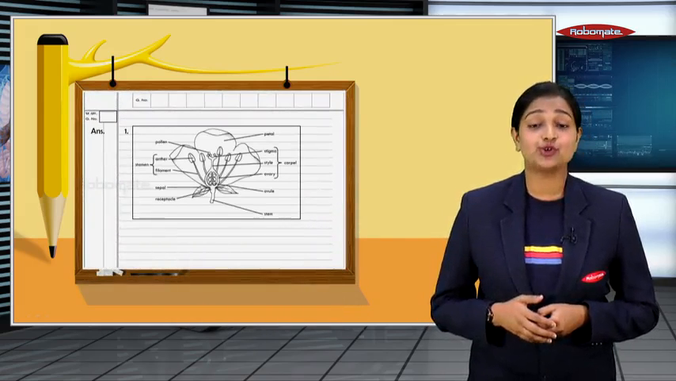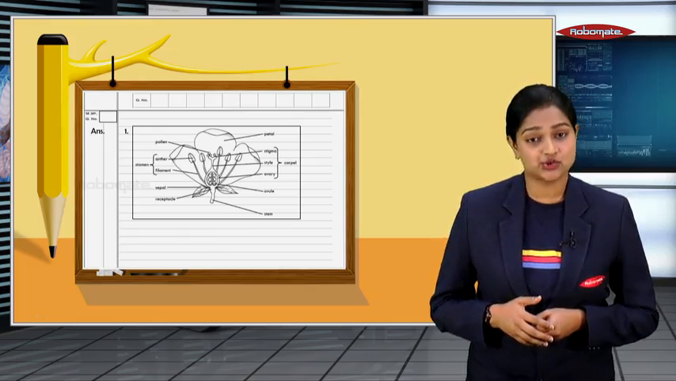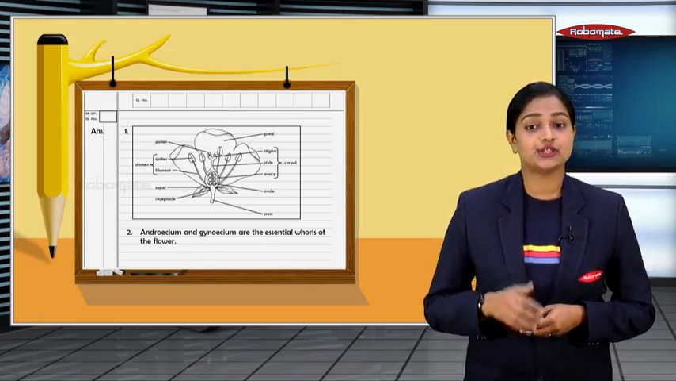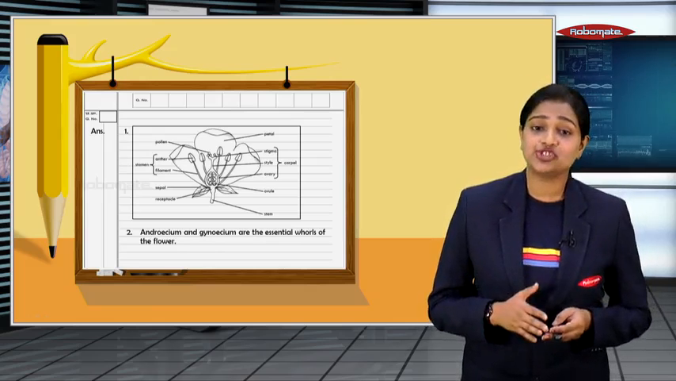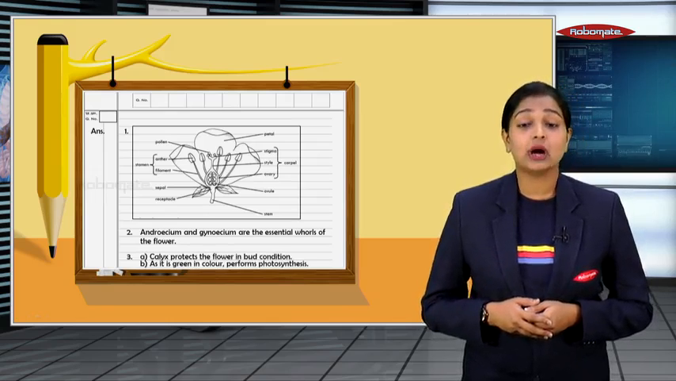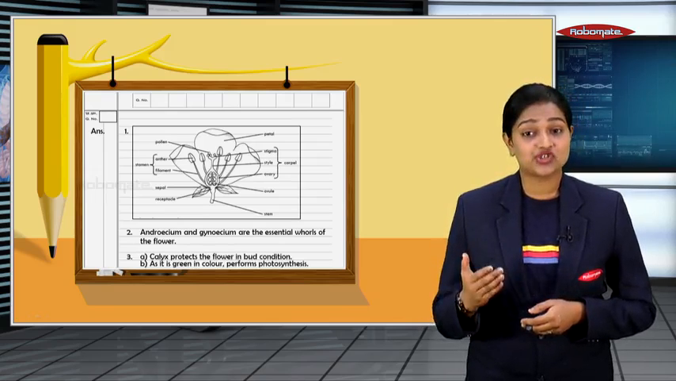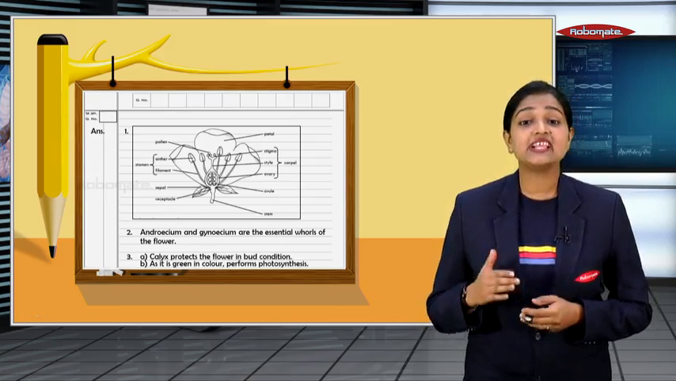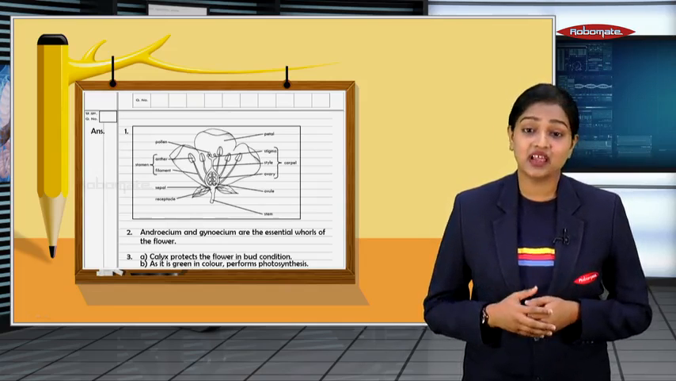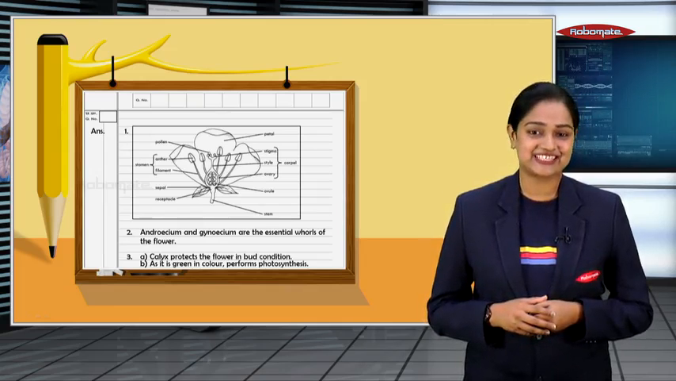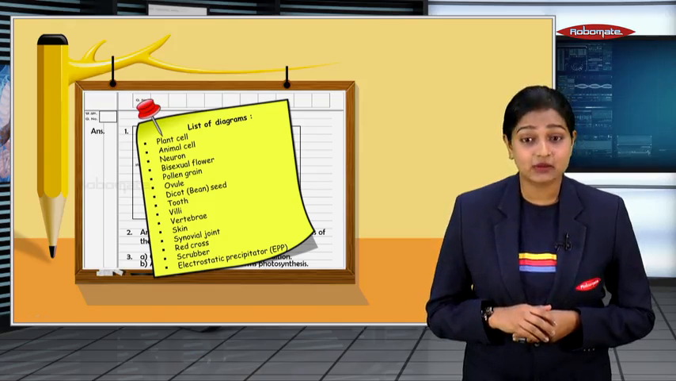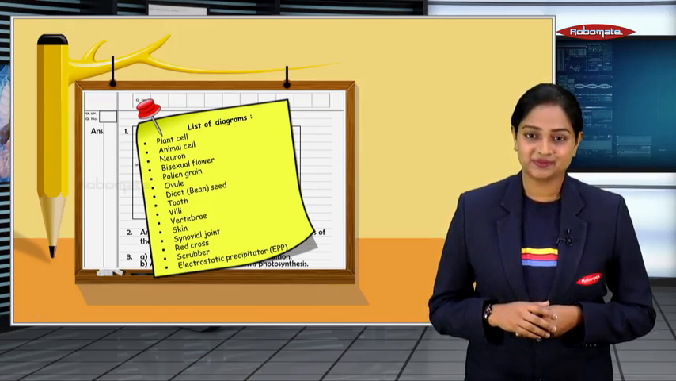Students, as they have asked to draw a neat and labeled diagram of a bisexual flower, first you have to provide the diagram. Second, answer the questions. Androecium and gynoecium are the 2 essential whorls of the flower, and the third question they have asked is about the functions of calyx. Calyx protects the flower in its bud condition. And second, as it is green in color, it also performs photosynthesis. Students, these are the following list of diagrams which can be asked in your paper.